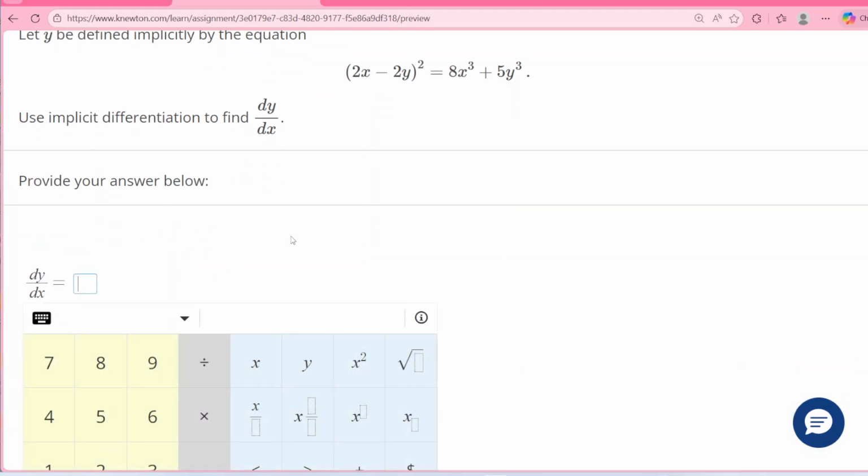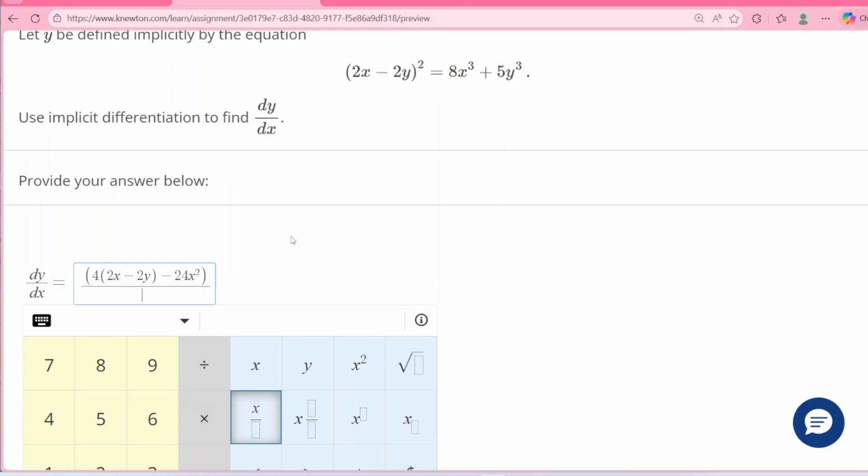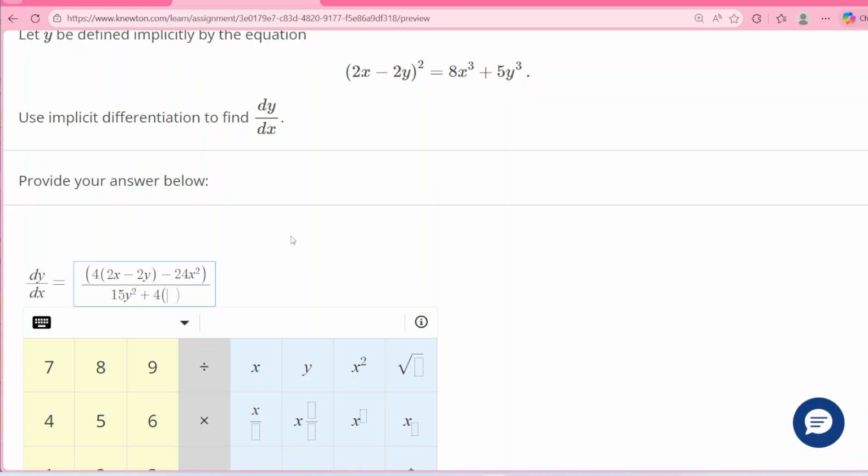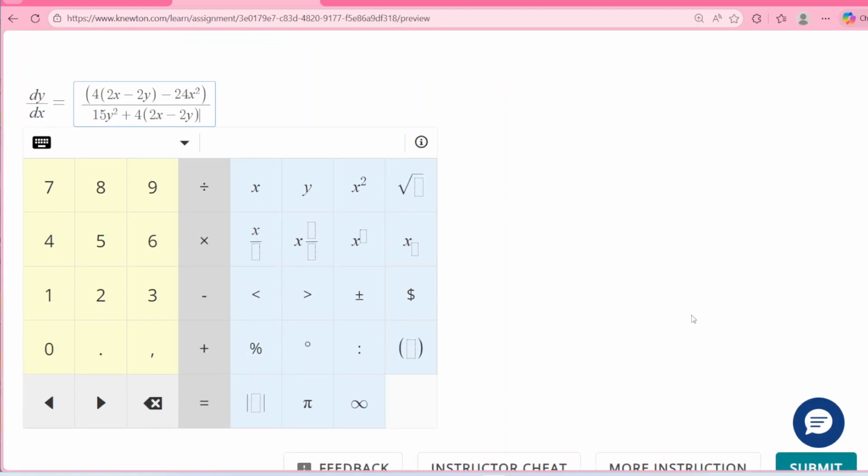So again, back here, we're just filling this expression in. Make sure you put numerators with more than one term in parentheses, right? So keep it all up top. So up top, you got 4 times the quantity 2x minus 2y, and then minus the 24x squared, right? So that's all up top, divided by, and then I had 15y squared plus 4 times the quantity 2x minus 2y. That's all in the denominator, and this should be good. Just double checking that that's what I have written here, and we'll hit submit.